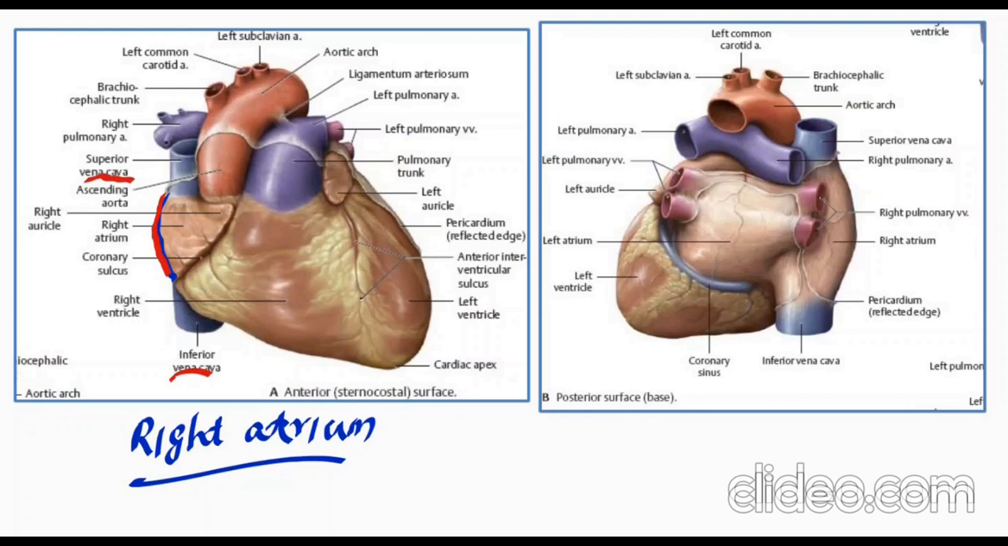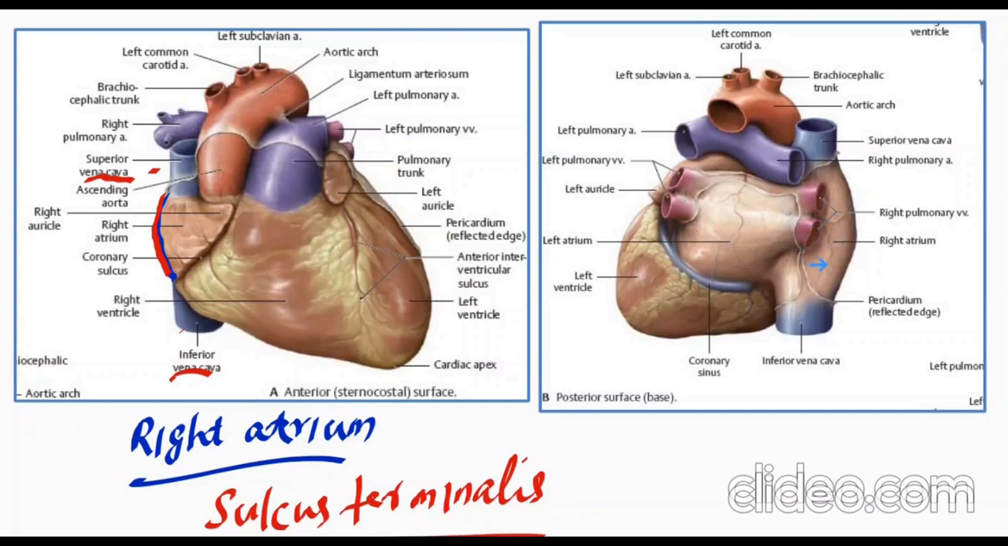Along the right margin of the right atrium, there is a sulcus. That sulcus is known as the sulcus terminalis. Remember, sulcus terminalis. The sulcus terminalis is present along the right border of the heart, extending from the superior vena cava to the inferior vena cava.